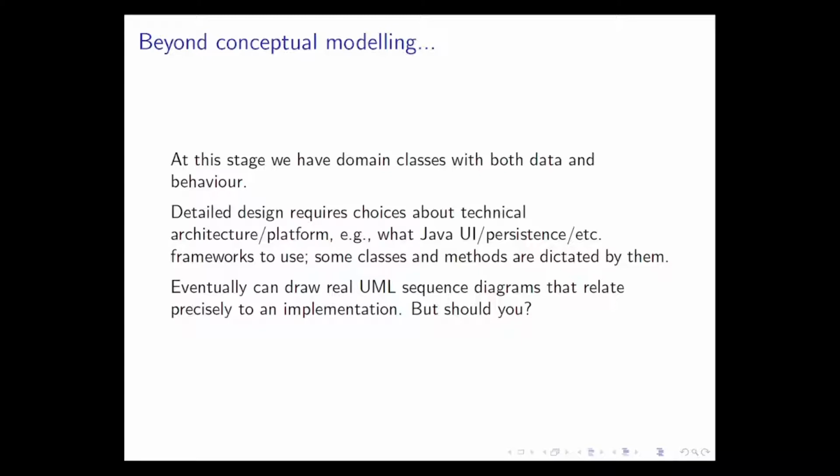So once we've got our domain classes and they've got both data and behaviour, we are going to have to go on and make some choices about technical architecture and platform and what Java UI framework you're going to use and how you're going to handle persistence and all that kind of stuff. And some of your classes and methods will be dictated by those detailed design decisions. And eventually you can draw real UML sequence diagrams that relate precisely to an implementation, that really describe how messages pass in the eventual implemented system. But should you?